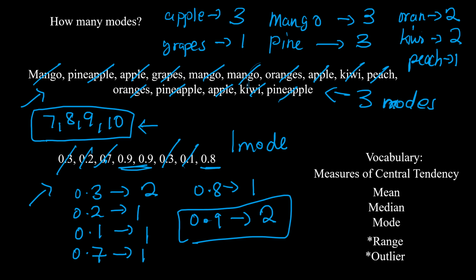And this makes sense, right? If, for instance, in this example, 7, 8, 9, 10, everybody occurs once. All the numbers occur one time. So we're going to say there's really no measure of central tendency here. They all occur once. Okay? All right. So let's go to another term that's important for us to know.